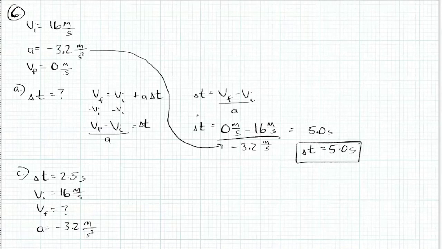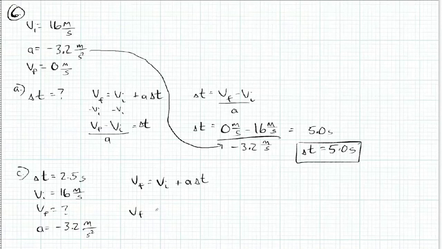We can use the same equation as above. We're just solving for something else now. We're solving for our VF, our final velocity, so we don't need to rearrange this at all. We can simply write equation number 1 as is. That's VF equals VI, initial velocity, plus acceleration times time.